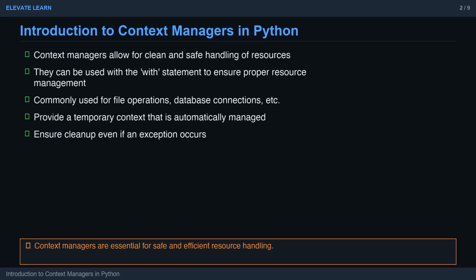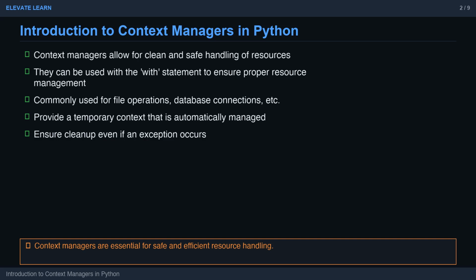Hello everyone, welcome back to our Python tutorial series. Today, we're diving into an essential concept that will make your code cleaner and safer: context managers. Context managers allow you to manage resources like a pro by ensuring they are properly handled, even in the face of exceptions. You can use them with the with statement for tasks such as file operations or database connections.